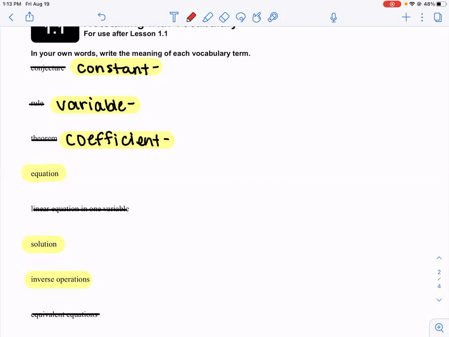Okay, so in your journal, we're going to go ahead and define these 6, and we're going to do some examples. All right, a constant. Can anybody raise their hand to describe what a constant is? It's a number without a variable. Like 5. Yeah.